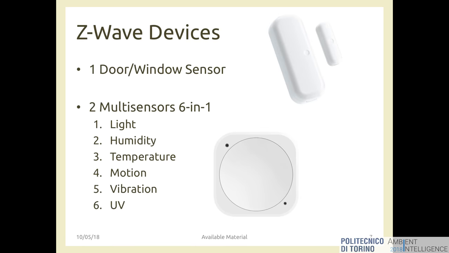Then we have just one door/window sensor. The door/window sensor is composed of two pieces. One stays on the moving part of the door and the other on the fixed part, and they sense if the door or window is open or closed. And then we have two brand new 6-in-1 multi-sensors that are the evolution of the previous one. They give you luminosity, humidity, temperature, and motion like before, but also vibration sensing and a UV sensor. They are the evolution of the other device.